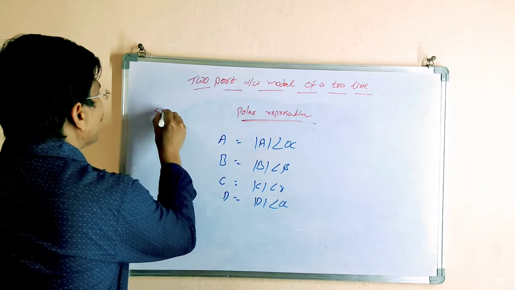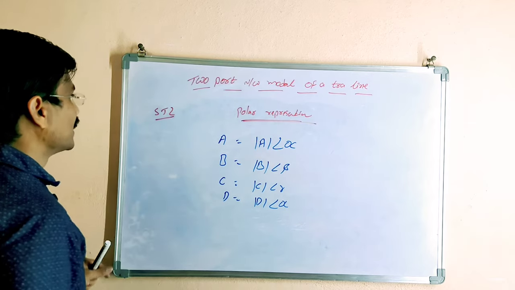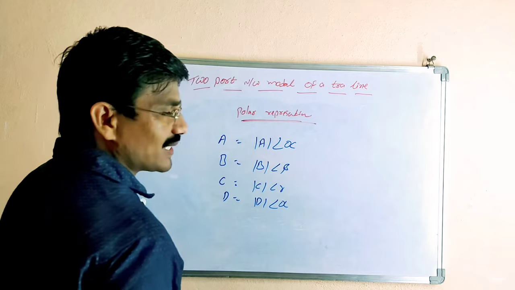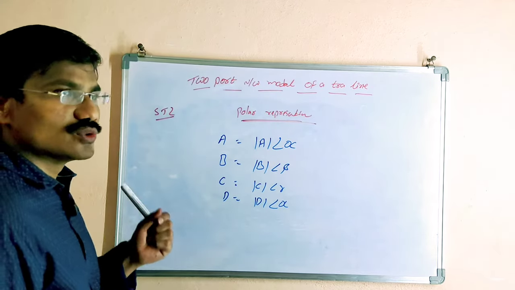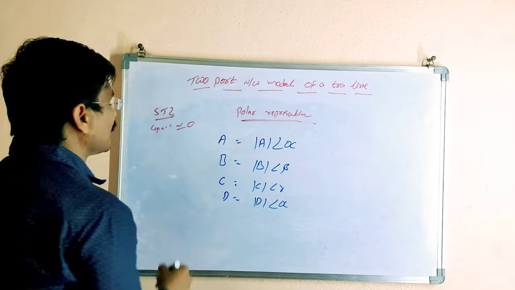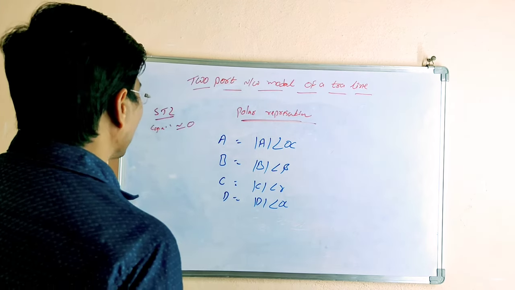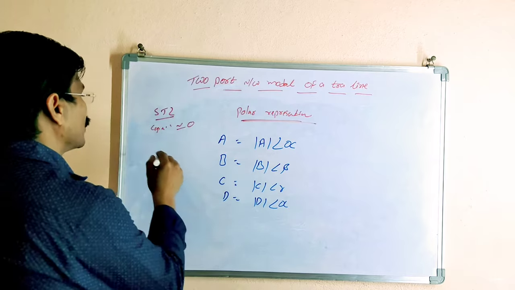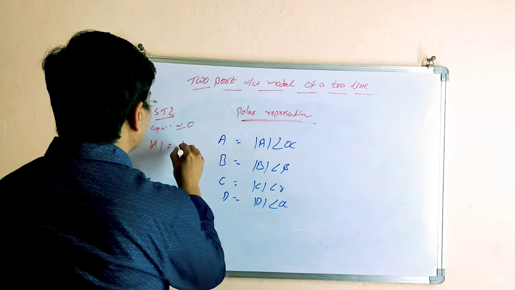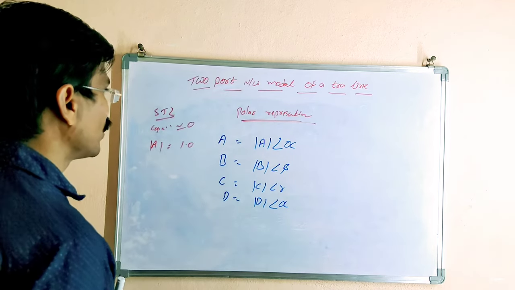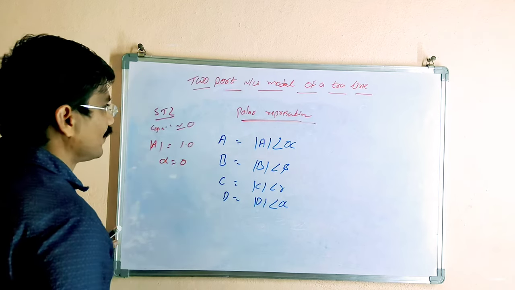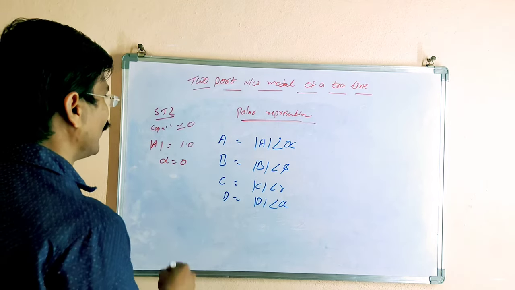In this polar representation, consider the short transmission line. In a short transmission line, the capacitance is approximately 0, so the modulus of A is equal to 1 and alpha is 0.